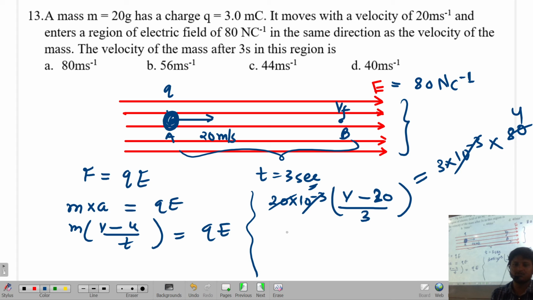So V minus 20 is equal to 4 threes are 12 into 3, how much? 36. 36 plus 20 is 56. What is the answer? Option B.